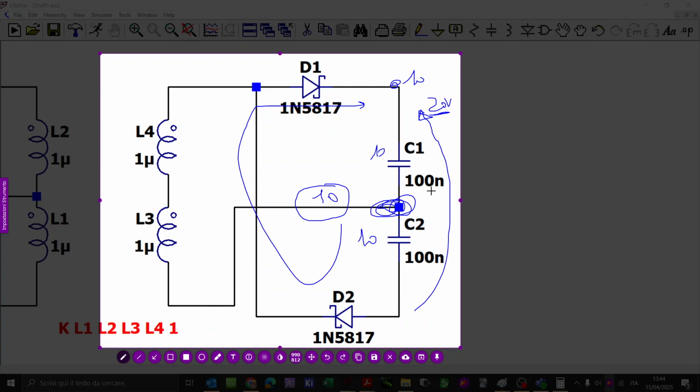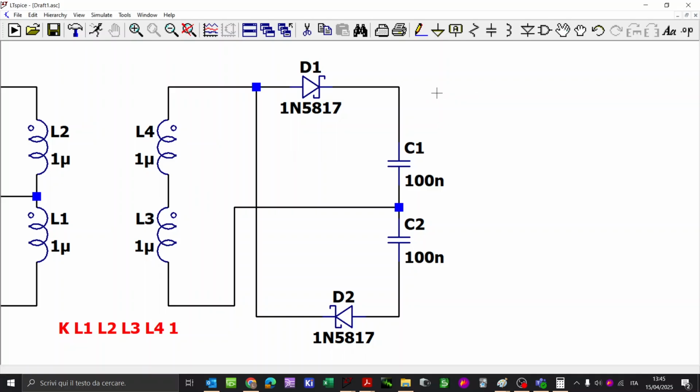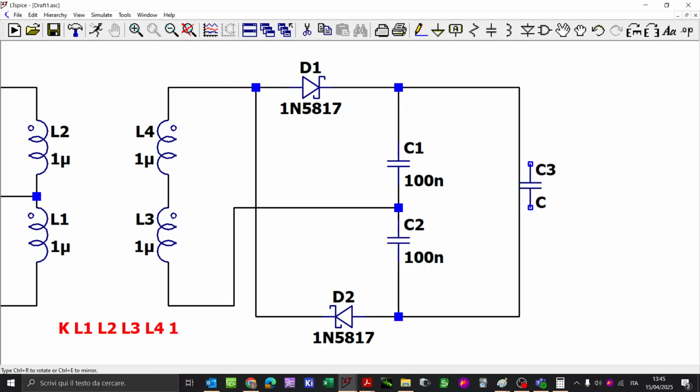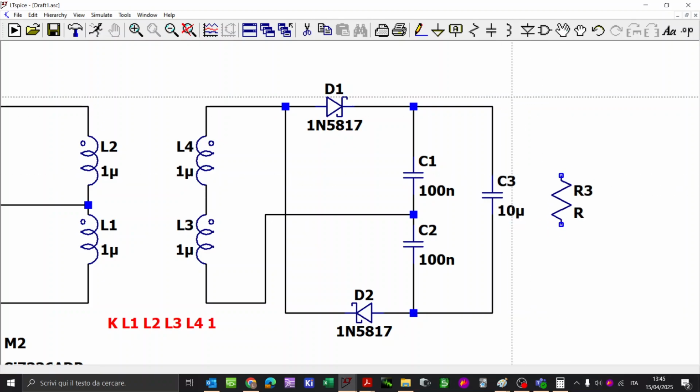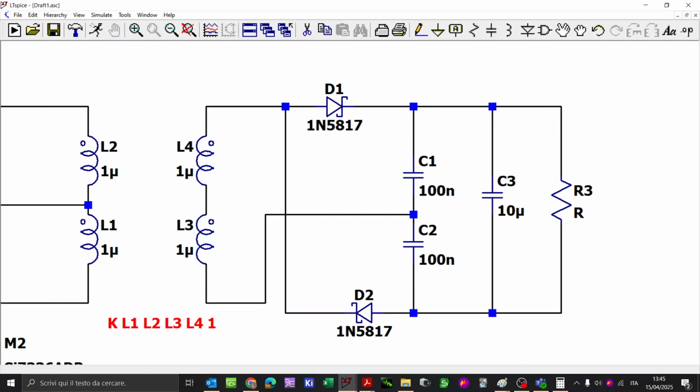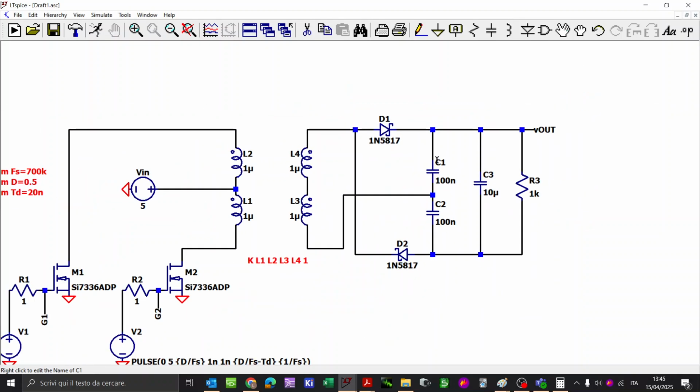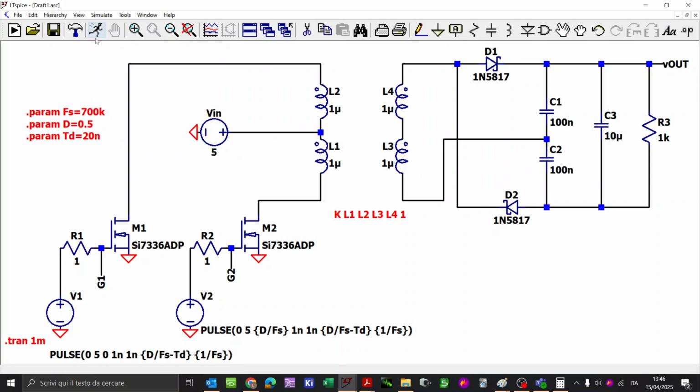Pay attention that this point here is crucial to the functioning of the voltage doubler. If this point has too much ripple, then you will have an unstable voltage. It will decrease highly with the current. Now I'm going to show it to you. This voltage must be stable, so I should put at least 10 micro, and let's put a load of 1 kilo ohm. Let's call this node out. Okay. And now let's run the simulation.